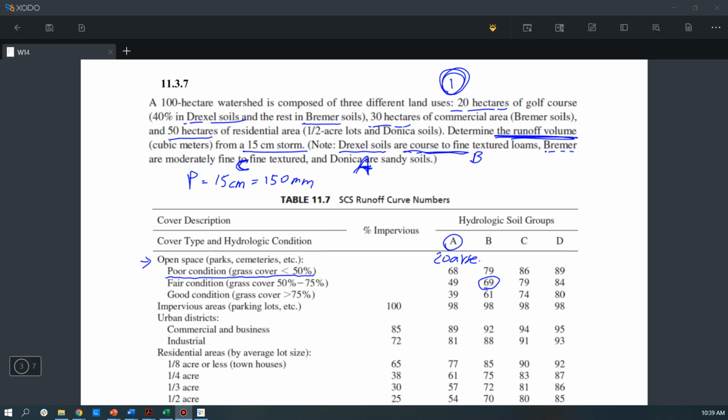it's not the poor condition. It's a fair condition. It's because the golf course is mainly in the grass, right? So let's phrase this. So we will need this 61 value for the primer part. Oh no, for Trixo part. For this will be 61, and the primer soil is category is group C. So we need this 74.